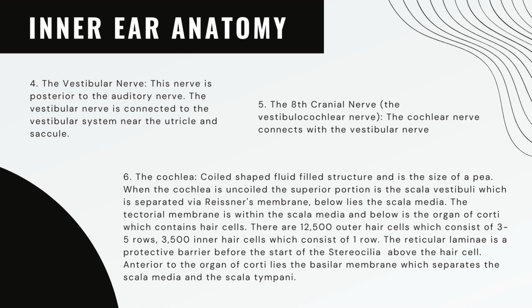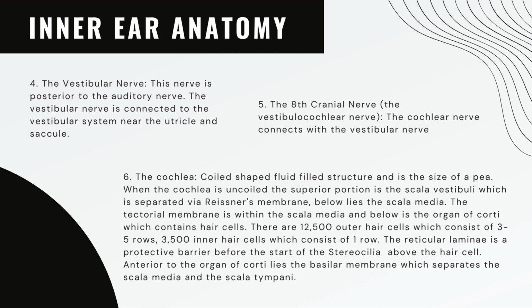More of the inner ear anatomy. Number 4, the vestibular nerve. This nerve is posterior to the auditory nerve. The vestibular nerve is connected to the vestibular system near the utricle and saccule. Number 5, the 8th cranial nerve, the vestibular cochlear nerve. This is the cochlear nerve and connects with the vestibular nerve.